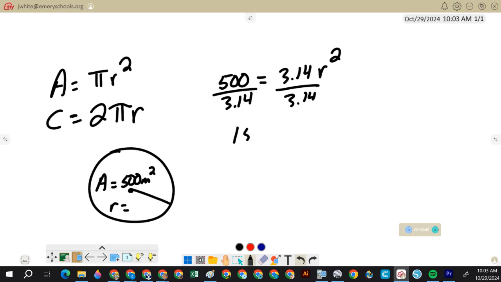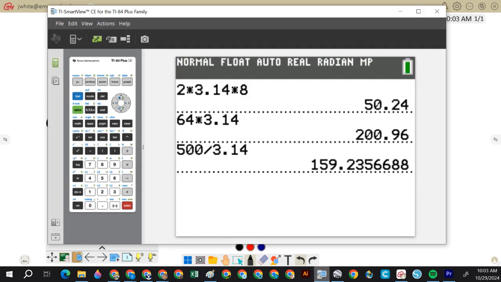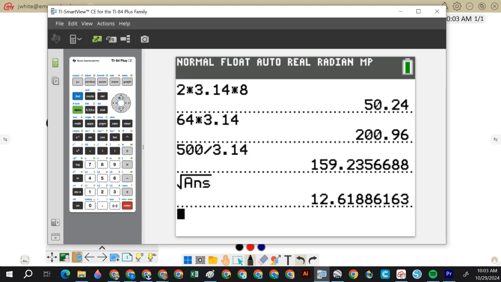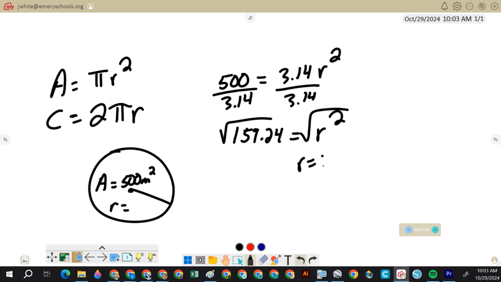So 159.24 is equal to r squared. And now I just take the square root. So the square root of the answer is 12.62. Does that make sense? Okay. So here the radius is 12.62. Now if it wanted to know the diameter, all you have to do is double that.